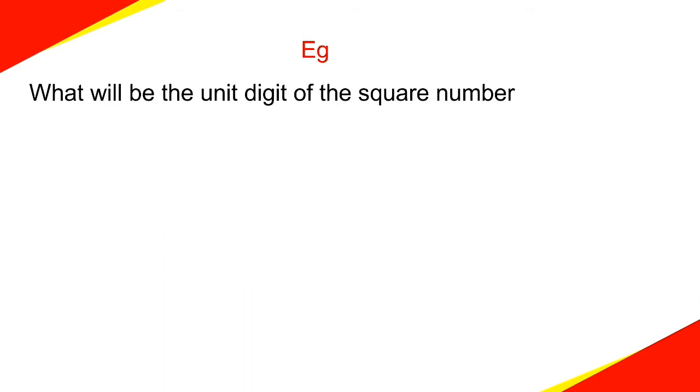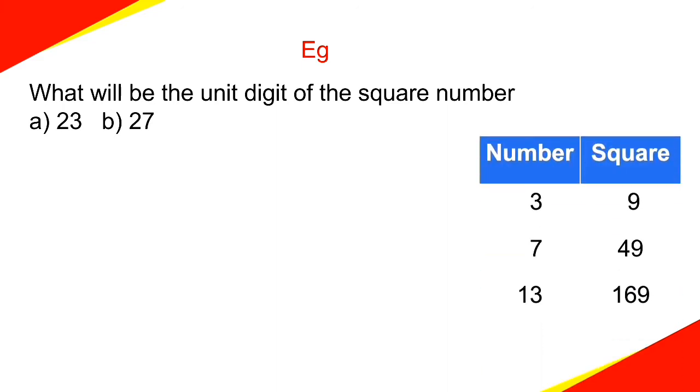Example: what will be the unit digit of the square number? Option A 23, option B 27. Once you go through this table, you can get a little bit of an idea. 3 squared is 9, 7 squared is 49, 13 squared is 169.